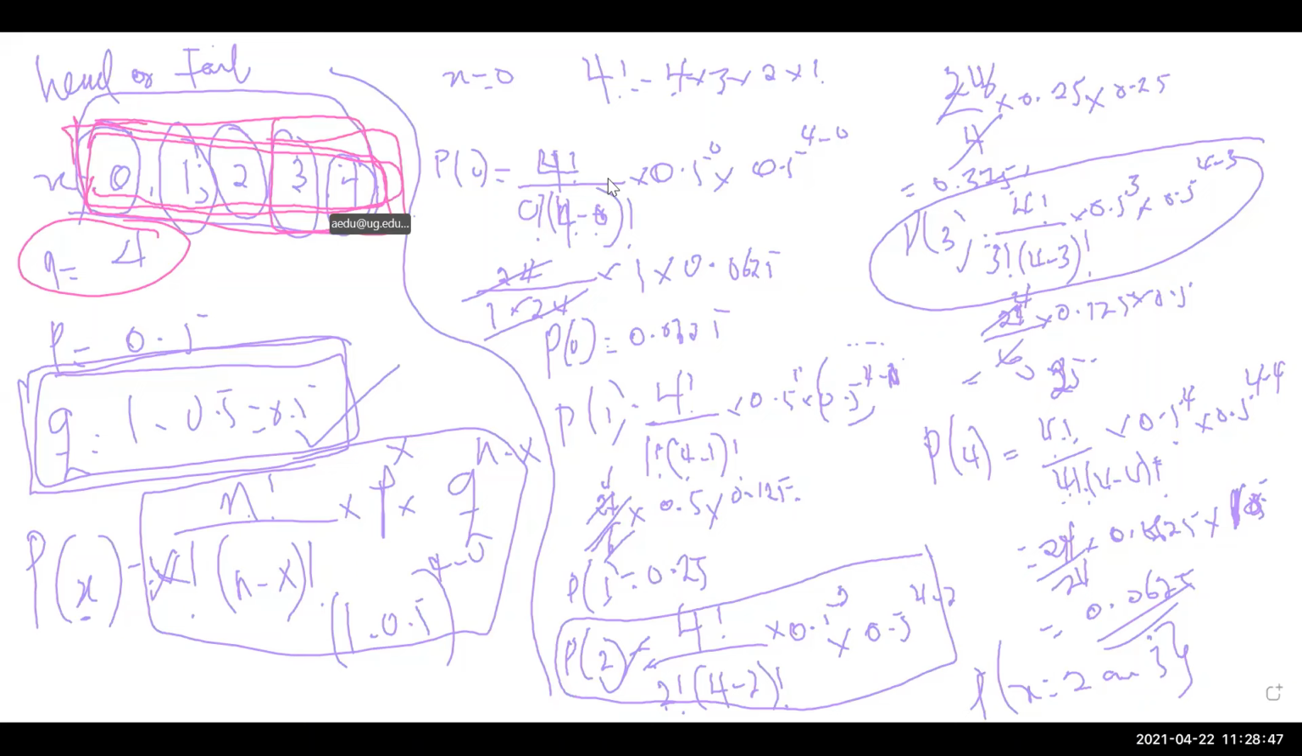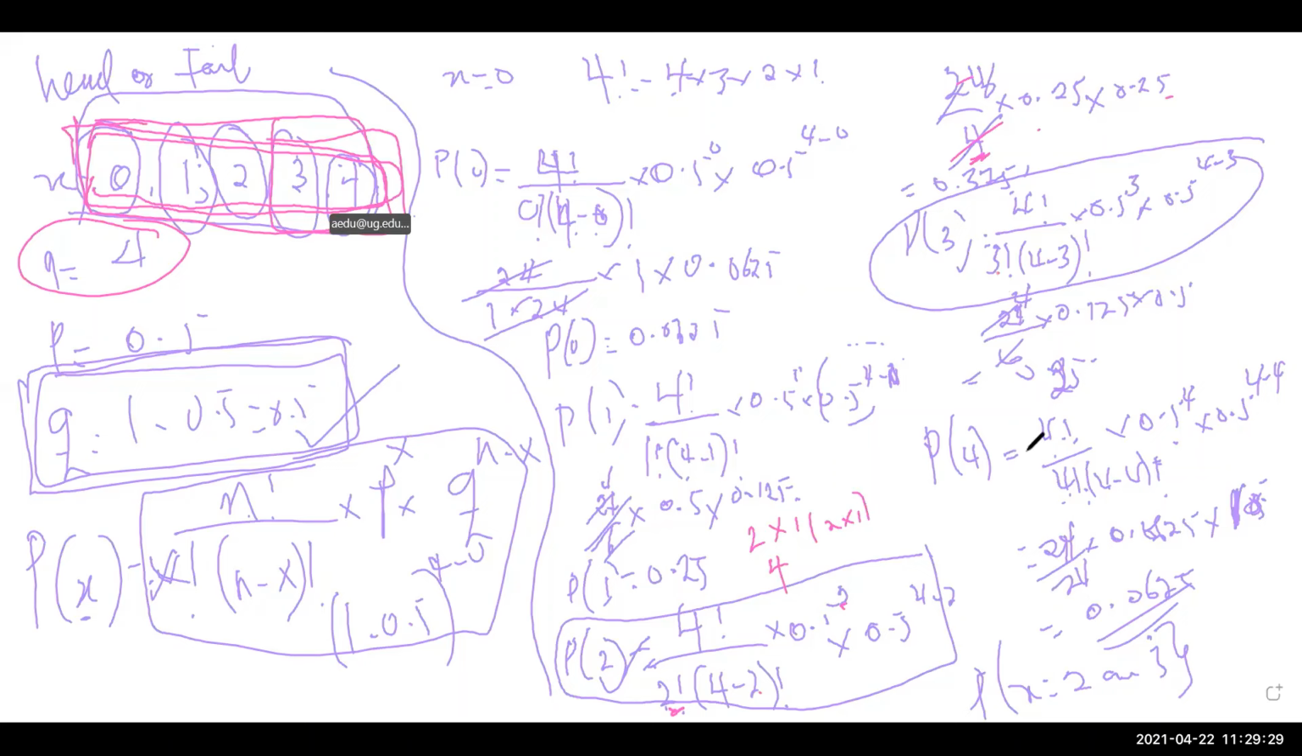Yeah, I did. This is just a substitution. 2 factorial here is 2 times 1. 4 minus 2 is what? 2. It's also 2 times 1. This will give you 4. 4 factorial is 24. That's why we have the denominator here, 4. 0.5 raised to the power 2 is 0.25. 4 minus 2 is also 2, so 0.5 raised to the power of the number of failures, 2, is also 0.25. So where is the confusion, my dear Lois?